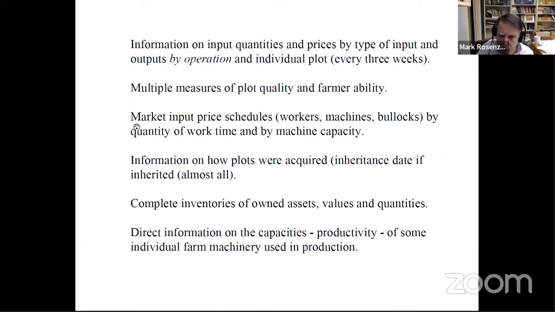There's multiple measures of plot quality. We always have to worry about plot quality. The data are divided up into all the different operations that we observe. We have market input price schedules. We have information on how the plots were acquired. We have inventories of assets. And in one case, we can measure the capacity of farm machinery, which is going to be important as well.